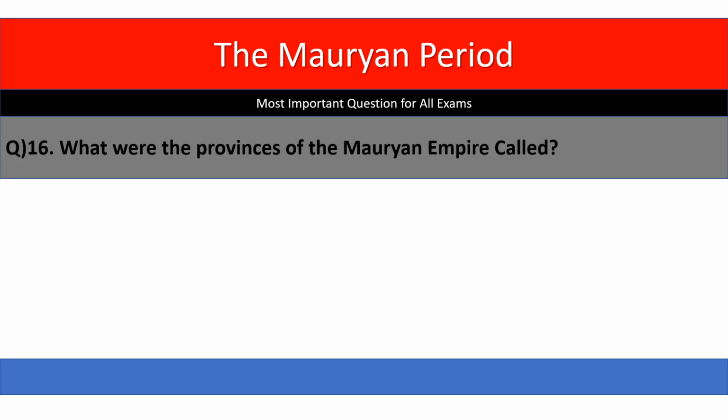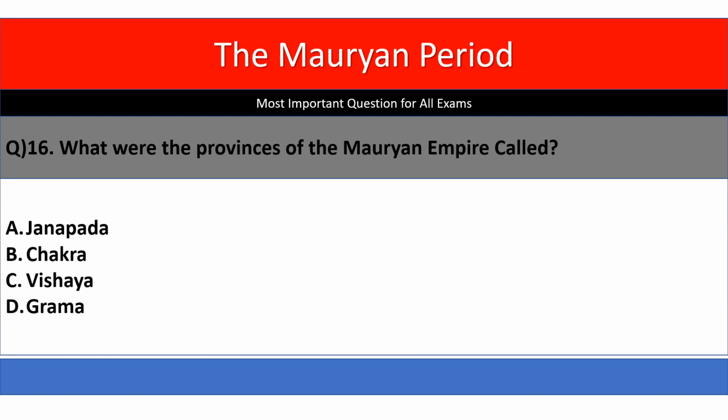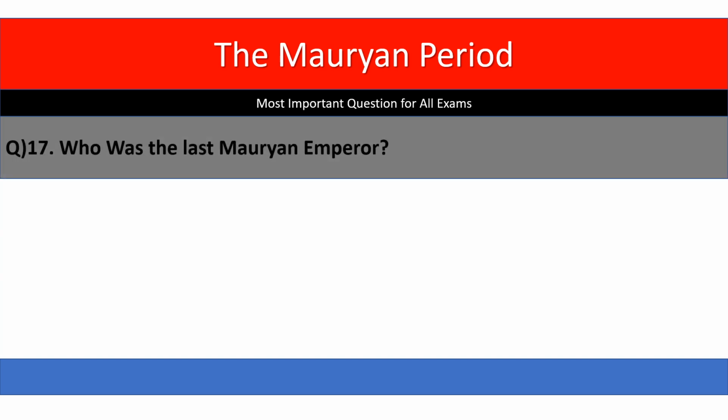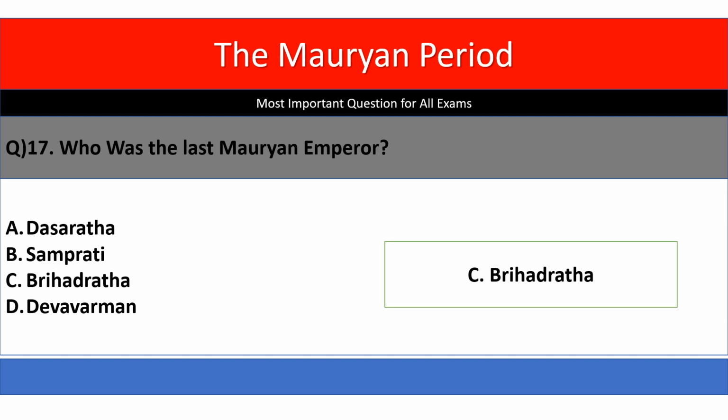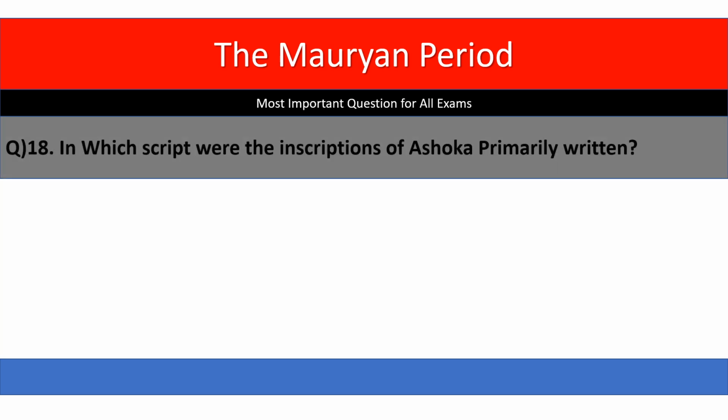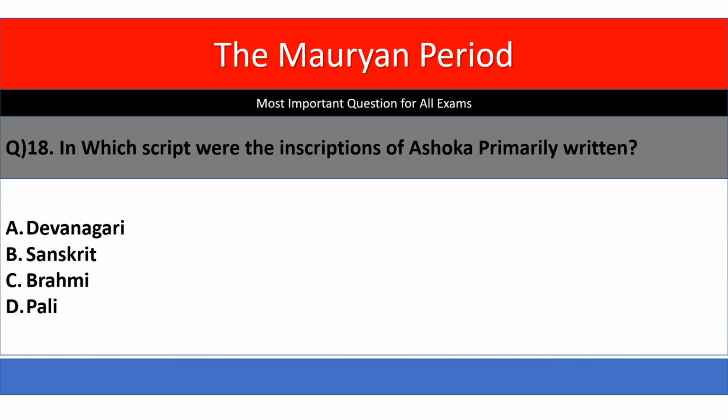What were the provinces of the Mauryan Empire called? B, Chakra. Who was the last Mauryan emperor? C, Brihadratha. In which script were the inscriptions of Ashoka primarily written? C, Brahmi.